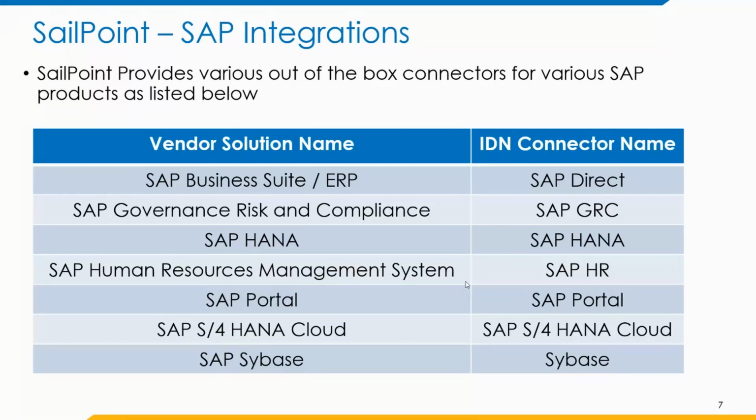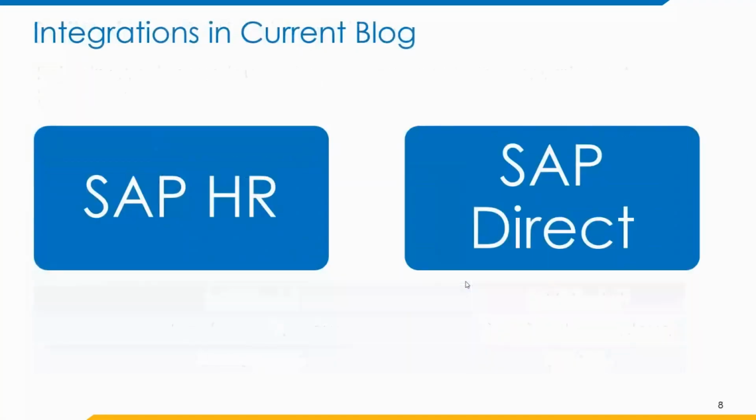For SAP Portal, we have an SAP Portal connector. For SAP S4 HANA Cloud, we have the SAP S4 HANA Cloud connector. For SAP Sybase, we have a Sybase connector. So these are all the different connectors provided by SailPoint for IdentityNow. In this current blog, we are going to discuss the SAP HR connector and the SAP Direct connector.